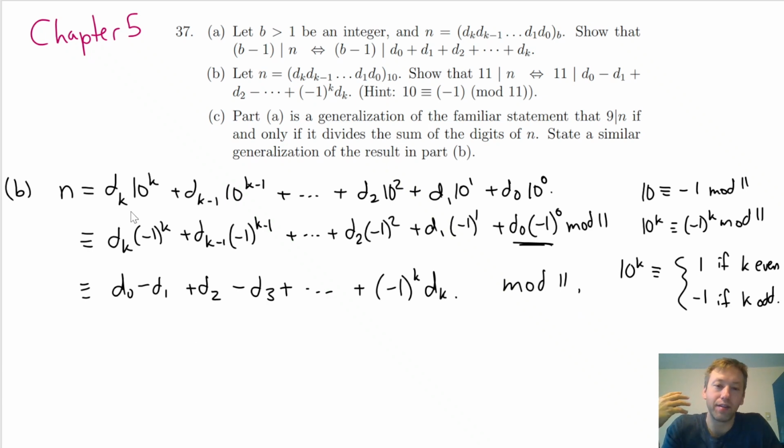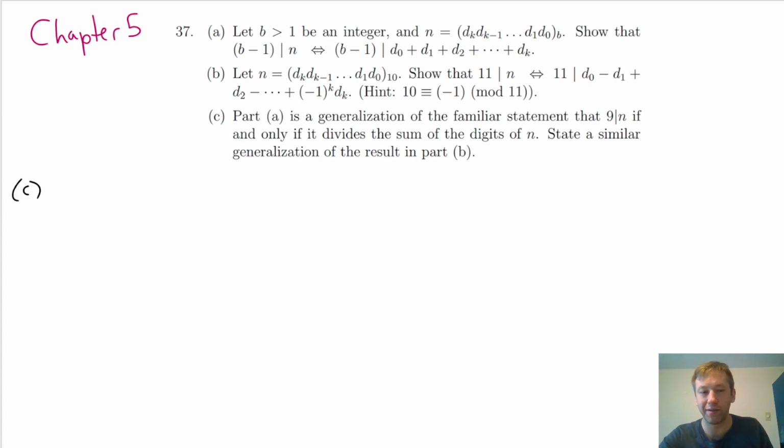And again, n is congruent to this thing mod 11, therefore 11 divides n if and only if 11 divides this sum, just like in the previous question. So there are a few steps to write that out again, but it's pretty much exactly the same as what I wrote in the previous question. So let's do part C.